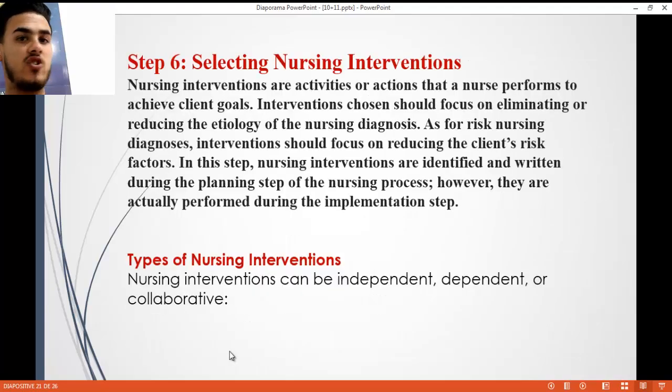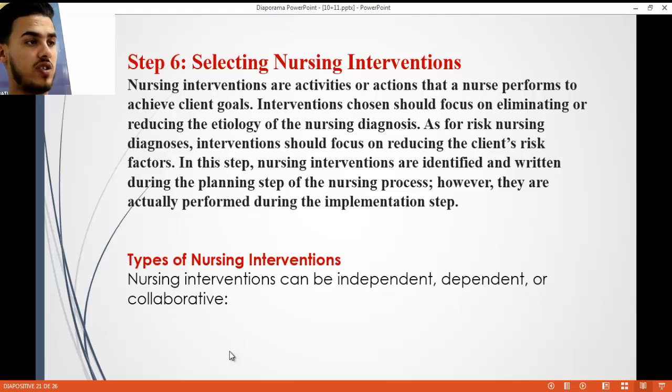Step 6. Selecting nursing interventions. Nursing interventions are activities or actions that a nurse performs to achieve client goals. Interventions should focus on eliminating or reducing the etiology of the nursing diagnosis. As for risk nursing diagnosis, interventions should focus on reducing the client's risk factors. In this step, nursing interventions are identified and written during the planning step of the nursing process.